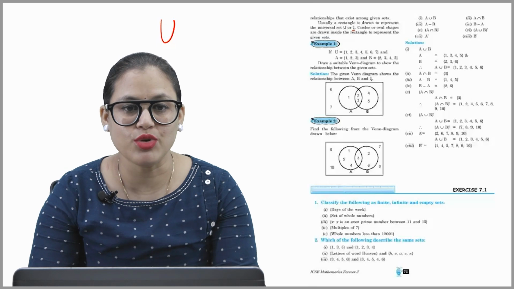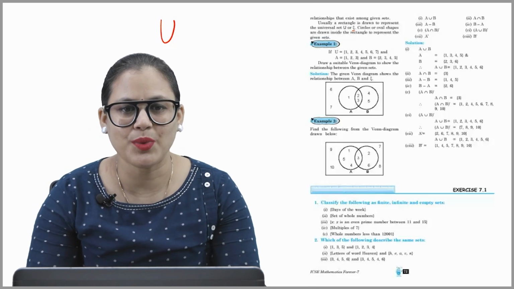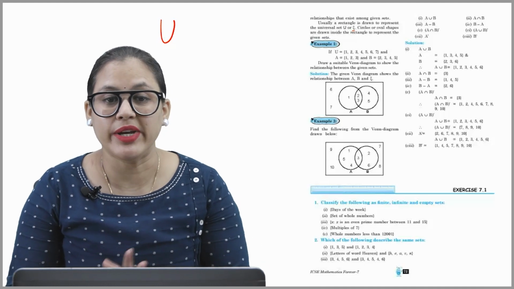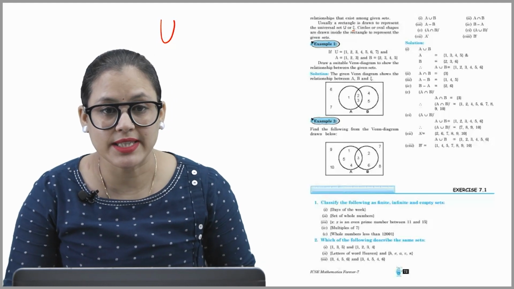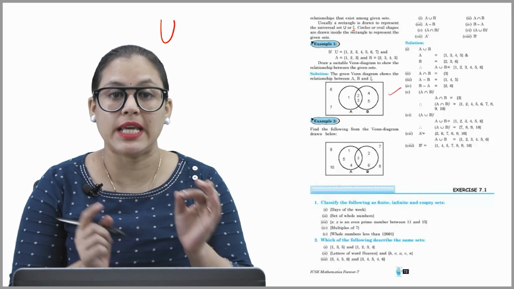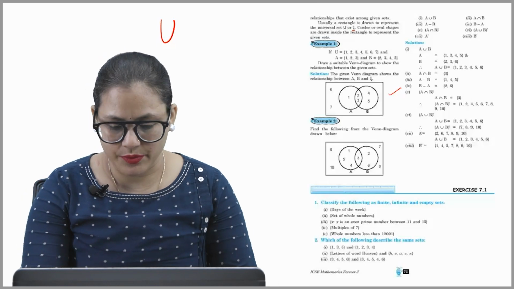For example, if U equals 1, 2, 3, 4, 5, 6 and 7, and A equals 1, 2, 3 and B equals 2, 3, 4 and 5, now we have to draw a suitable Venn diagram to show the relationship between the given sets. This Venn diagram shows the relationship between A, B and U. So this is the Venn diagram.